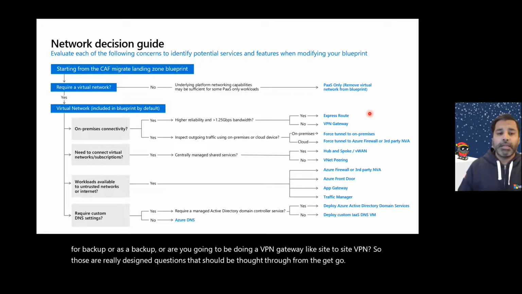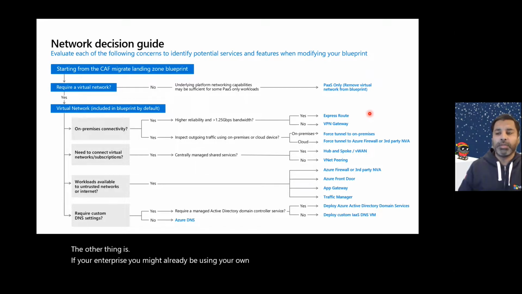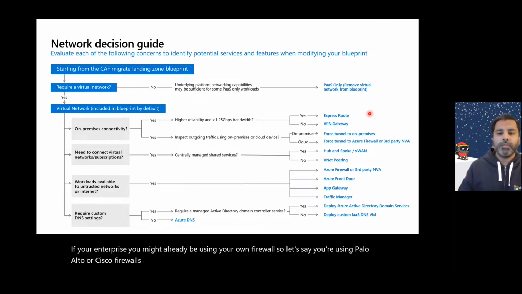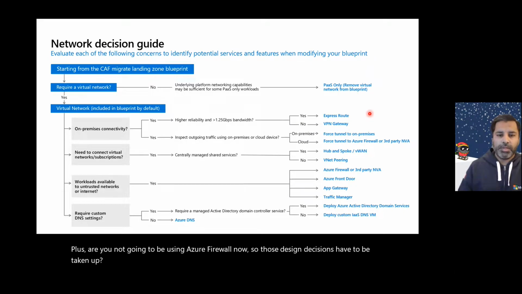The other thing is, if you're an enterprise, you might already be using your own firewall. So let's say you're using Palo Alto or Cisco firewalls, what have you, and you're going to be bringing them as a network appliance into Azure. How is that going to work? Plus, are you not going to be using Azure Firewall now? So those design decisions have to be taken into consideration.